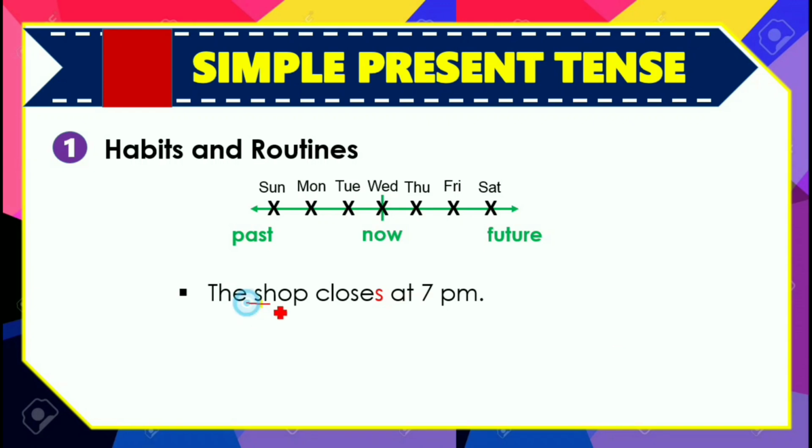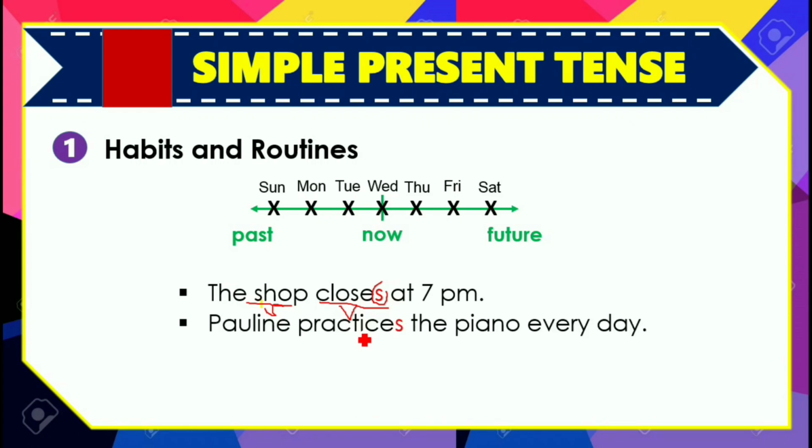Our subject here is shop and it is singular, so we need a singular verb also. That's why we added s to our verb, closes. Another example is Pauline practices the piano every day. So again, this is a routine or a habit because it's something that she repeats doing.